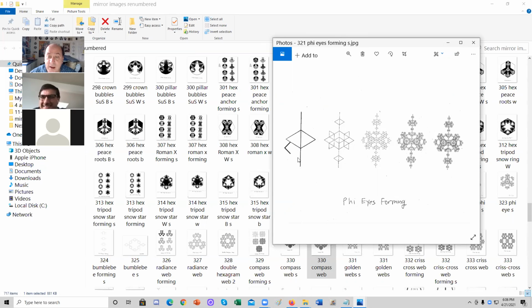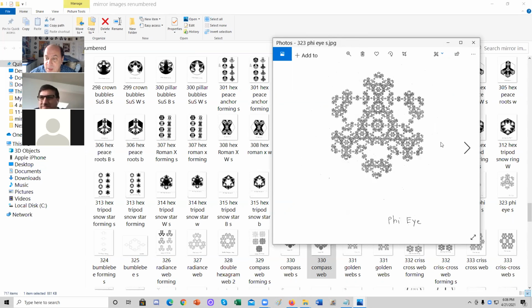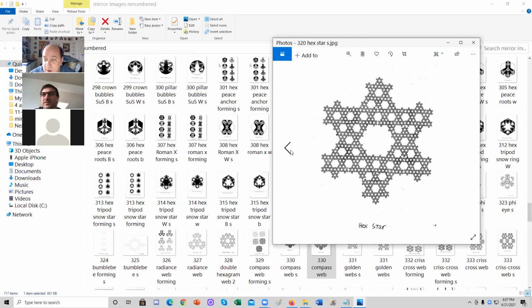Phi. The letter phi, and each line of it is replaced by the whole thing, right? And I go on and on until I get this. Then I put six of them around in a circle. I call it phi eyes. Phi eye, I love it. And you get this. Again, this is like that radiance. So this is not made fractally. It was made from six fractals pasted together. That was the fun of that part.